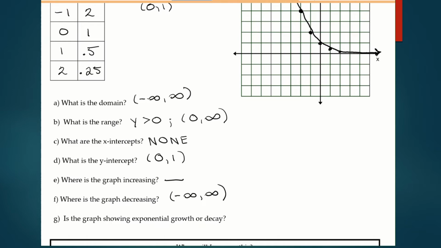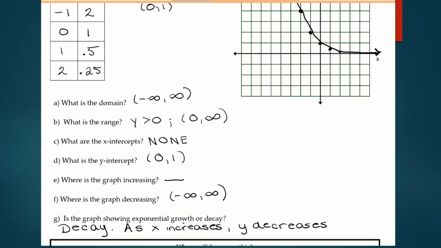So from left to right, you'll notice our graph is in a downward curve the entire time. So our graph is always decreasing. Are we showing an exponential growth or decay? So this would be a decay. And because, as we just mentioned, as x increases, y decreases. And that's why we have a decay.